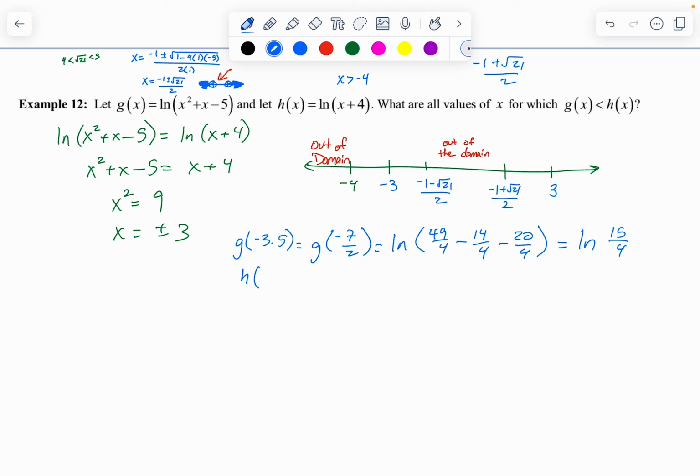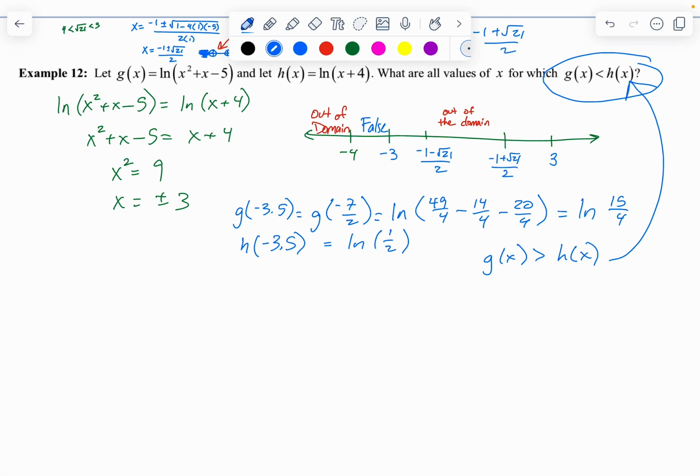Okay, h of -3.5. I think that one's fine. Plug in -3.5 and we get the natural log of 1/2. I don't know why I put parentheses in one and not the other, but whatever. So what we have here is that g of x is going to be greater than h of x. Does that meet our requirement up here? No. So maybe I would say here, this is a false statement. It's in the domain, but it doesn't make this statement right here true.